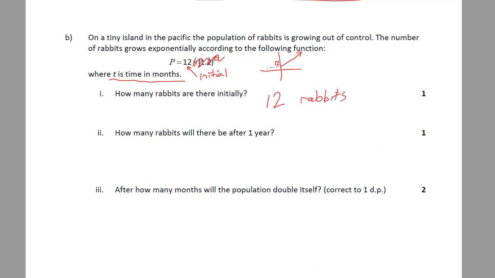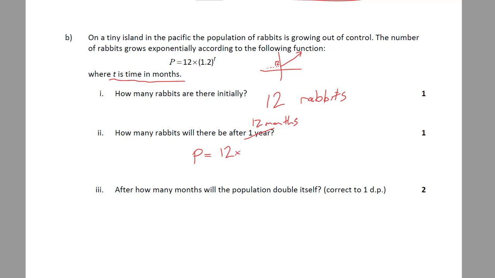And I knew that by, let's just say I subbed in T equals 0. How many rabbits will there be after 1 year? None of us are going to put in T equals 1 because we all read that the T is in months. So 1 year is 12 months. If the T's got to go in months, so be it.